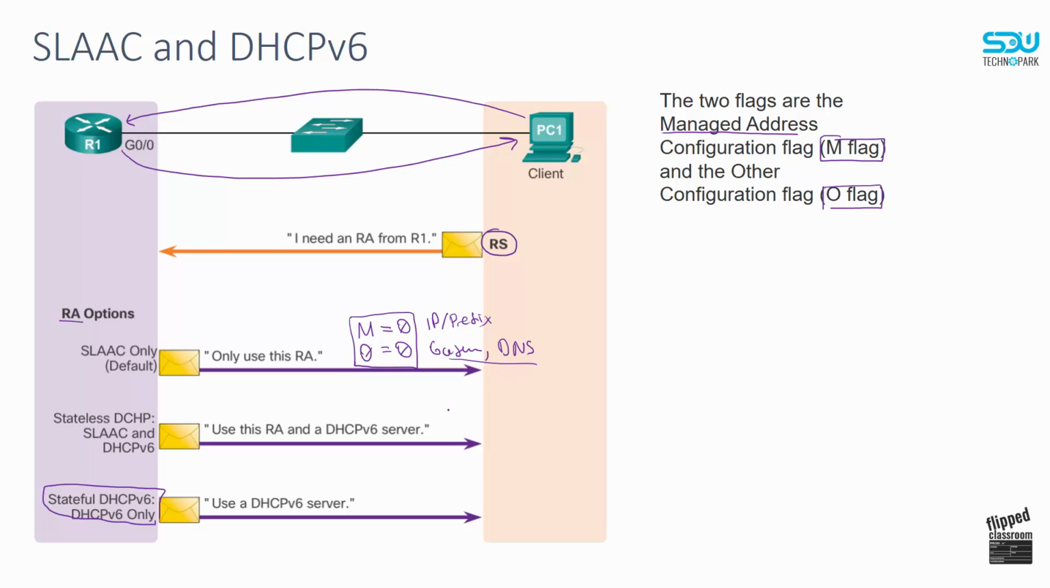Whereas in the second variant, the M value will be equal to 0, but O will be equal to 1. It means that the IP address I will give you, but additional information, go and take from the DHCP server. And the third variant, M will be equal to 1 and O will be equal to 1. We don't even need to configure O if M is configured as 1.